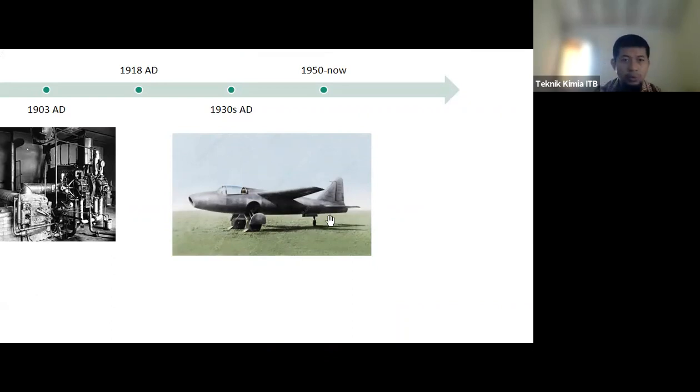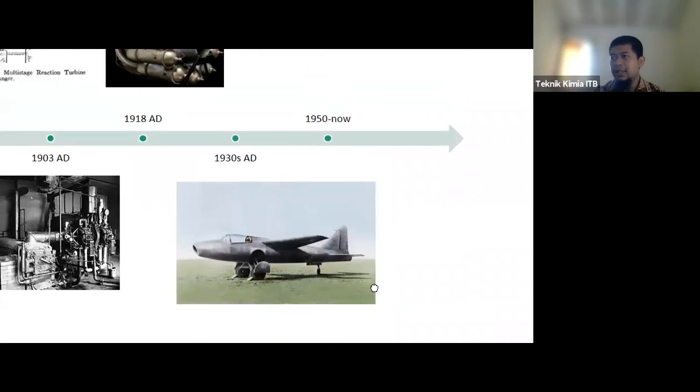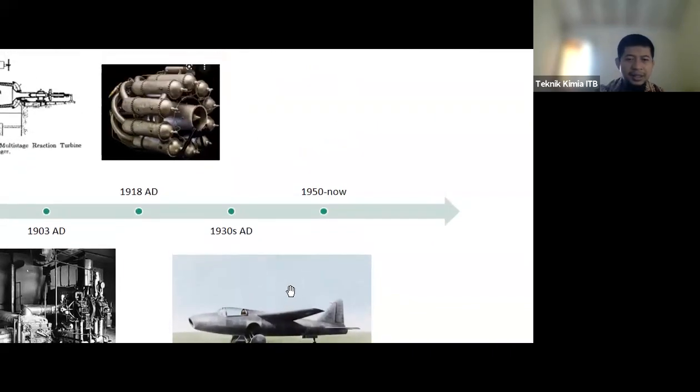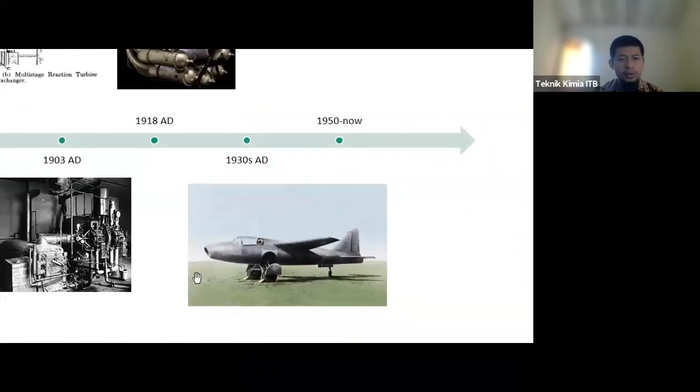Okay, so the gas turbine was initially developed for transportation, since it's fast and it's powerful and it's hot. Nobody wanted to design anything that moves on the land using a gas turbine, so either in the air or on the sea. But it's good. 1930s.